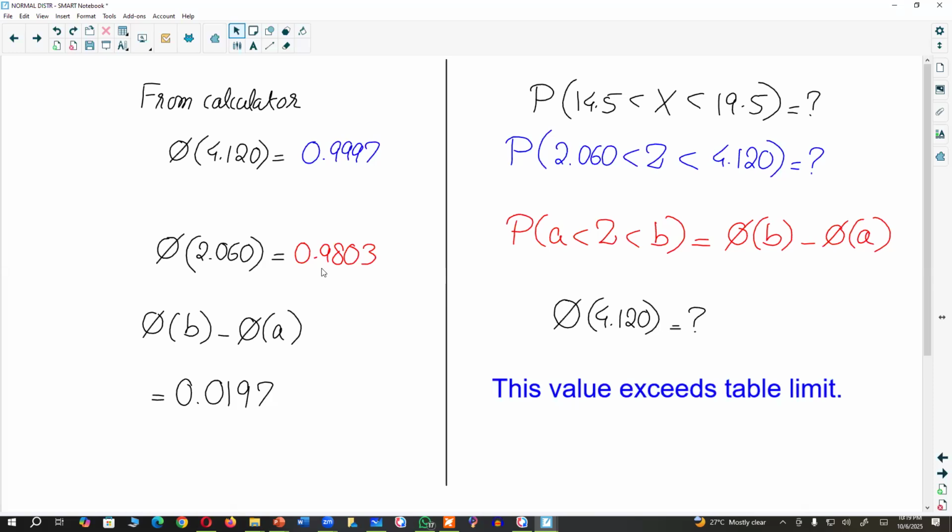So these are some questions. These were some questions on binomial distribution using the approximation concept with normal.